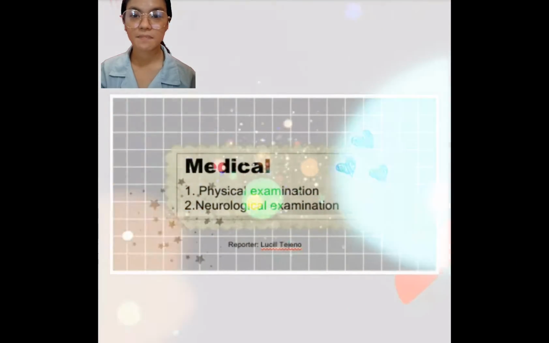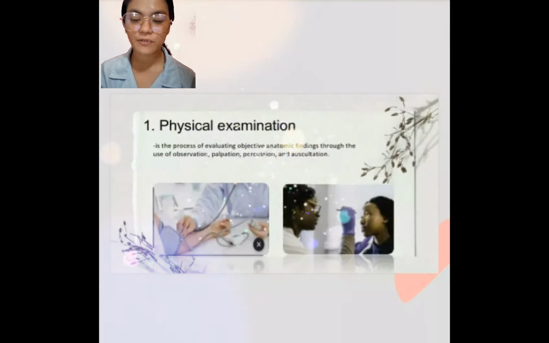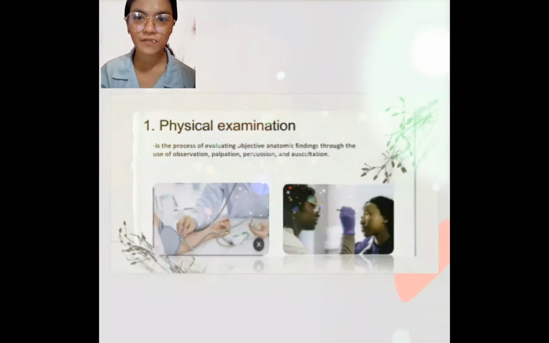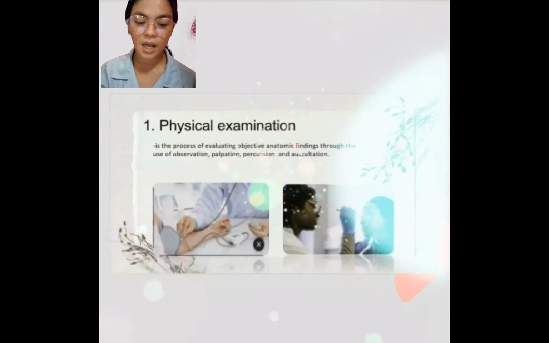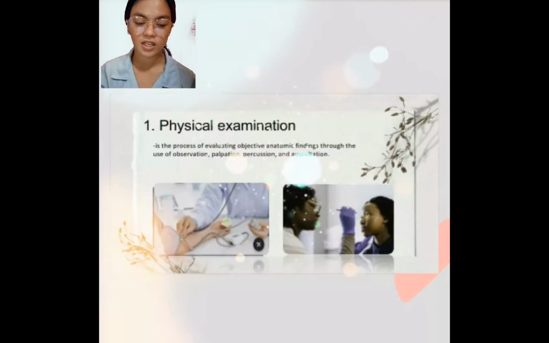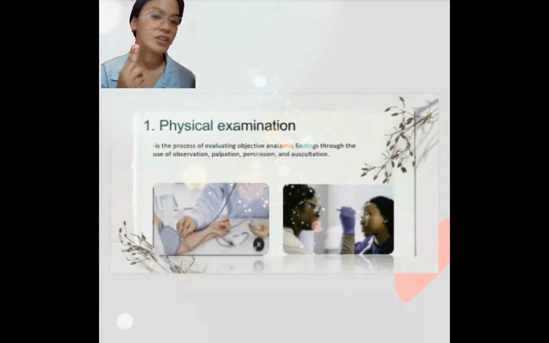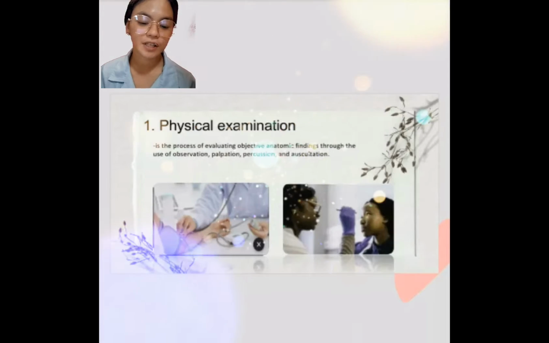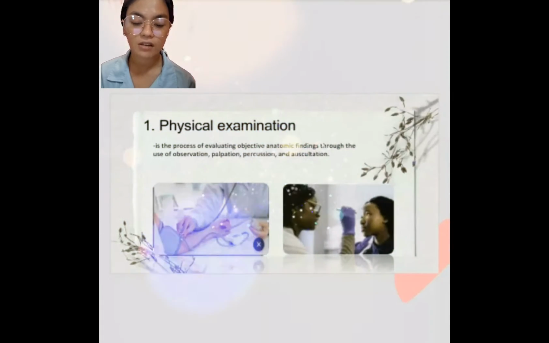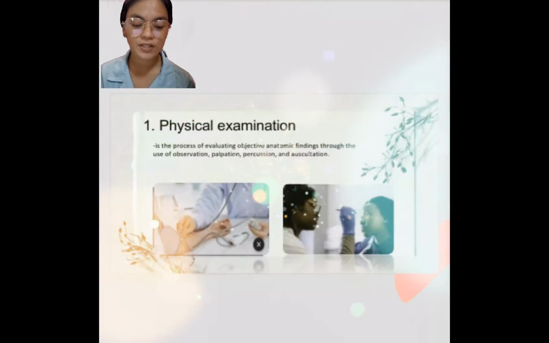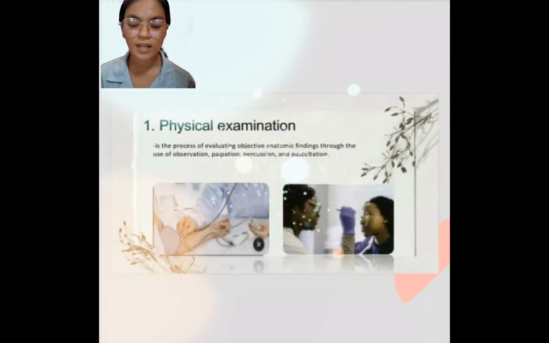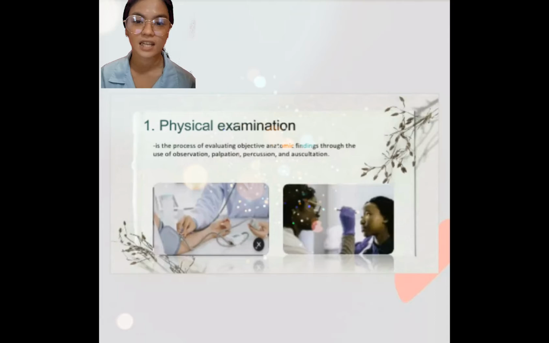We have the two examinations under medical. First, the physical examination is a process of evaluating objective anatomic findings through the use of observation, palpation, percussion, and auscultation. Palpation, you use two fingers. And percussion is a method of tapping on a surface to determine the underlying structures and is used in clinical examination to assess the condition of the thorax and abdomen.